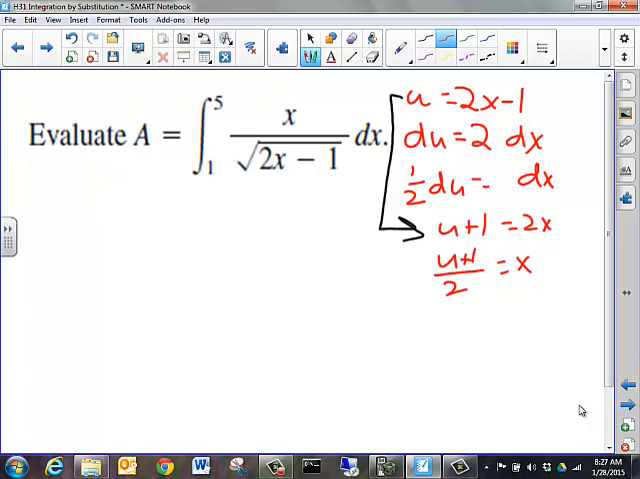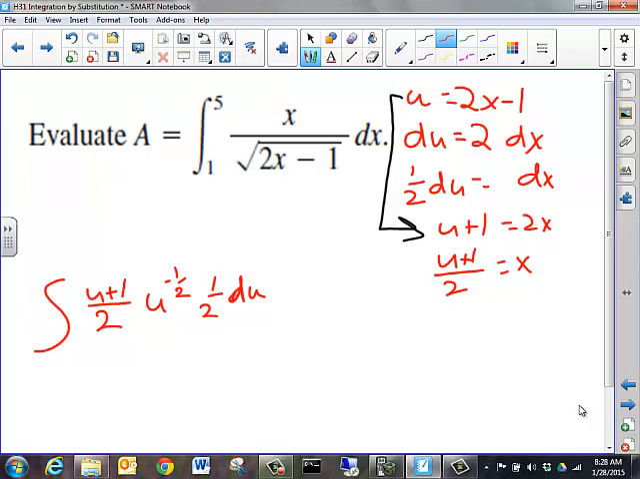So now let's see if we can plug in and figure out what to do from there. For x, I'm going to put u plus 1 over 2. For the 2x minus 1, I'm going to put u, and it's got a square root, and it's in the bottom. So what's the easy way to write that? Yep. u to the negative 1/2. And in place of the dx, I can put a half du.